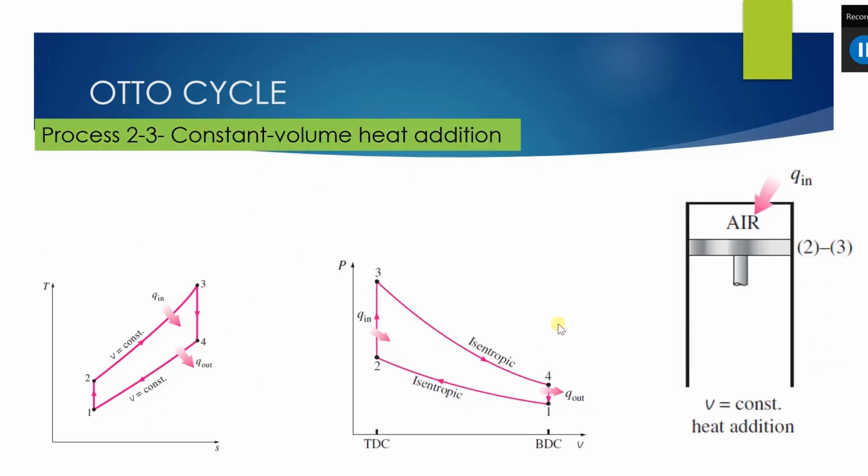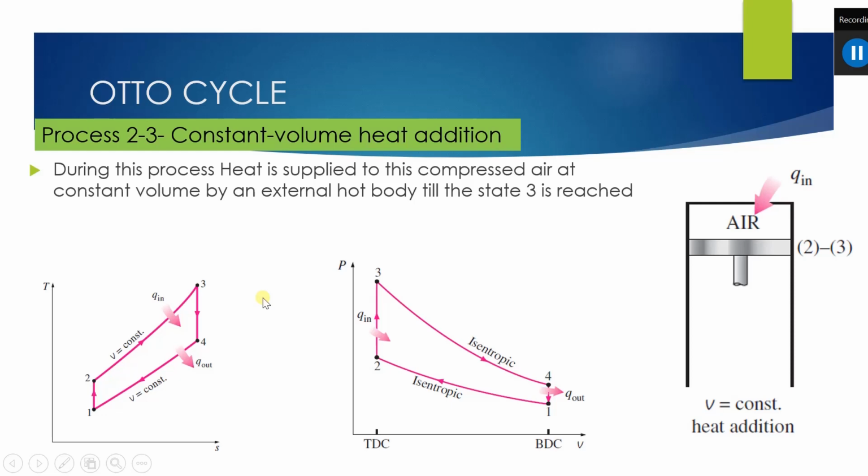The next process, process 2 to 3, is a constant volume heat addition process. In this process, the piston becomes stationary and does not move, and heat is added to the system from an external source, which is shown in the figure as Q input. Because of this heat addition, the temperature increases, as shown in the TS diagram from 2 to 3.